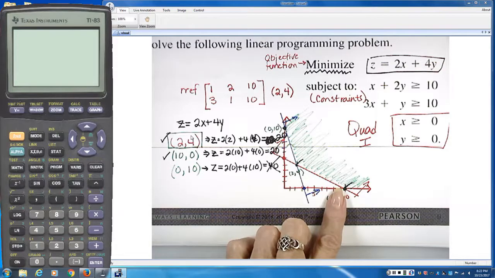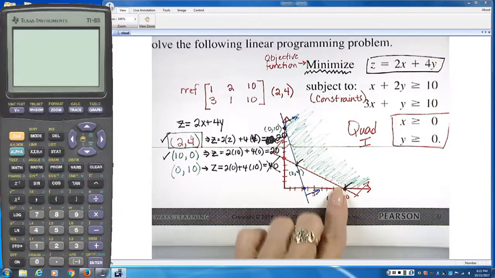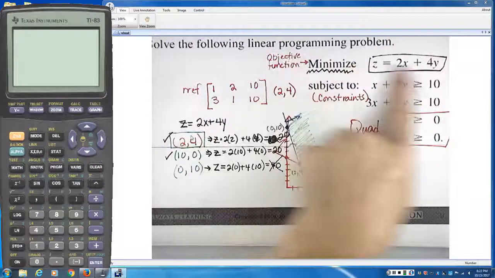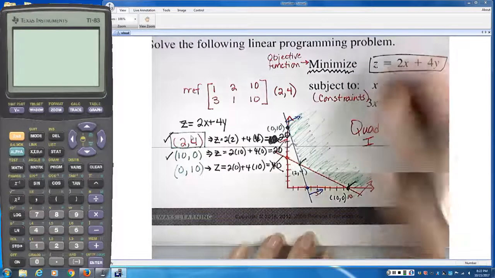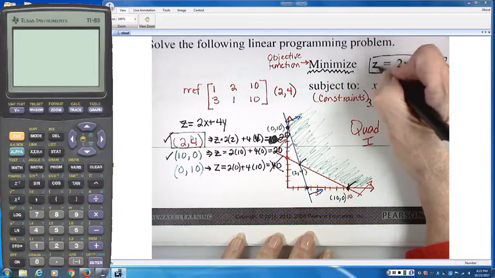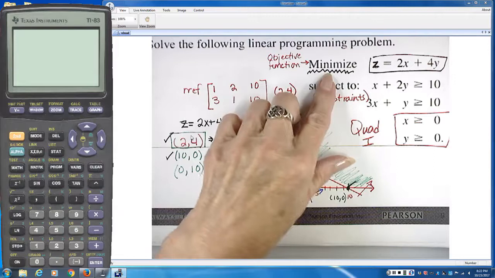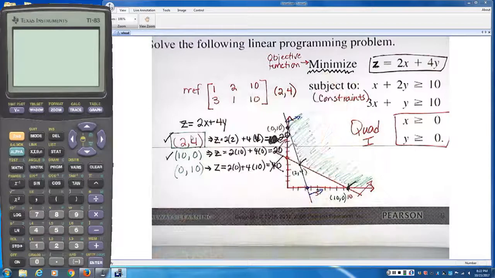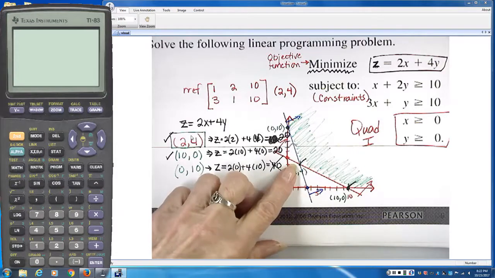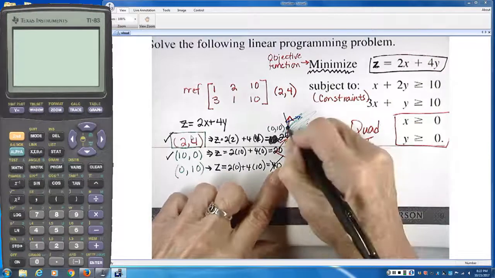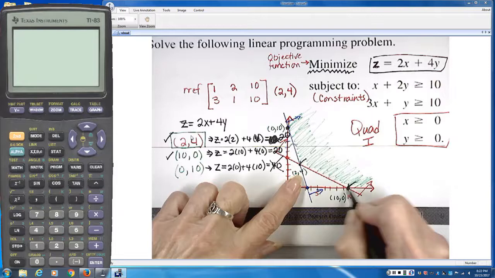She's got to plug all in the same equation to see. Yeah, you're plugging all of them into your objective function. Your objective function is always called z. And you have to look and see, do you want to minimize it or do you want to maximize it? How do you know which point to use? You always use your corner points.